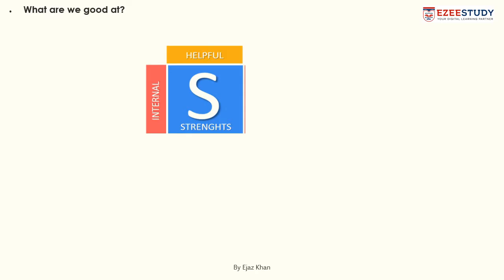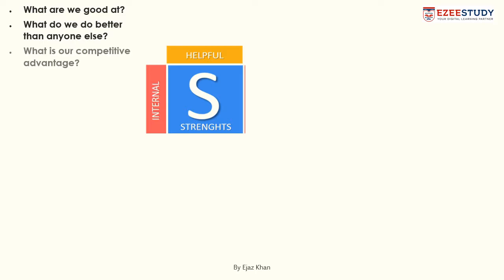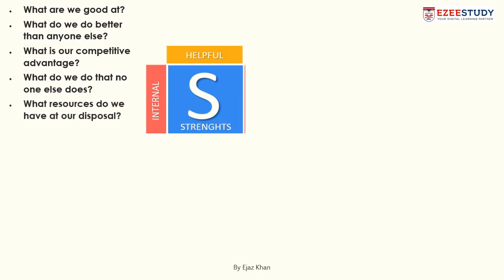When we say strengths, we mean the things that we do better than our competitors. We can find out these strengths by asking a few questions, like what are we good at? The answer will be the strength. What do we do better than anyone else? The answer will be our strength. What is our competitive advantage? What helps us attract customers? What do we do that no one else does? Again, the answer will be the strength. What resources do we have at our disposal? The resources that we can use to gain competitive advantage will be our strengths.